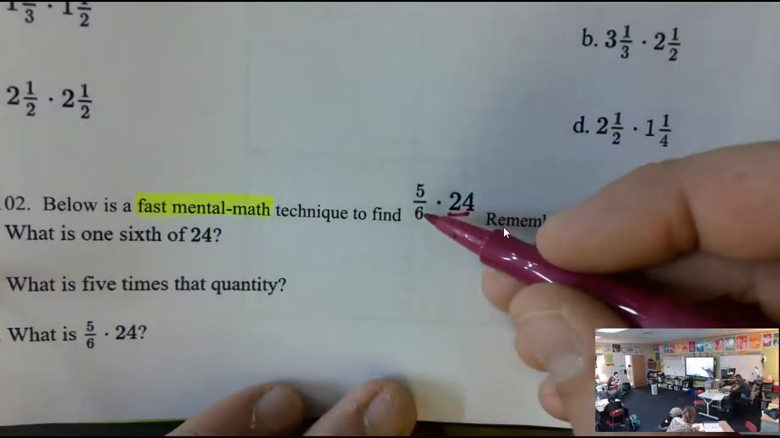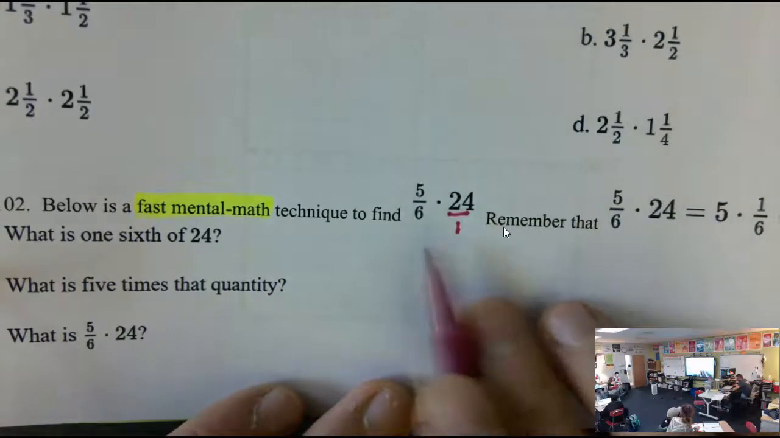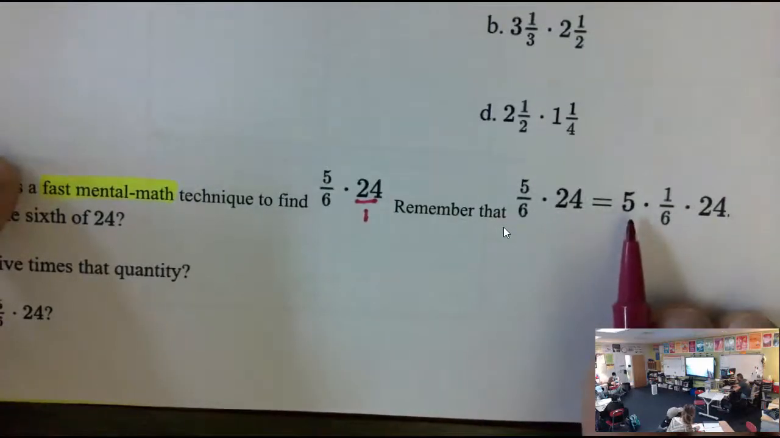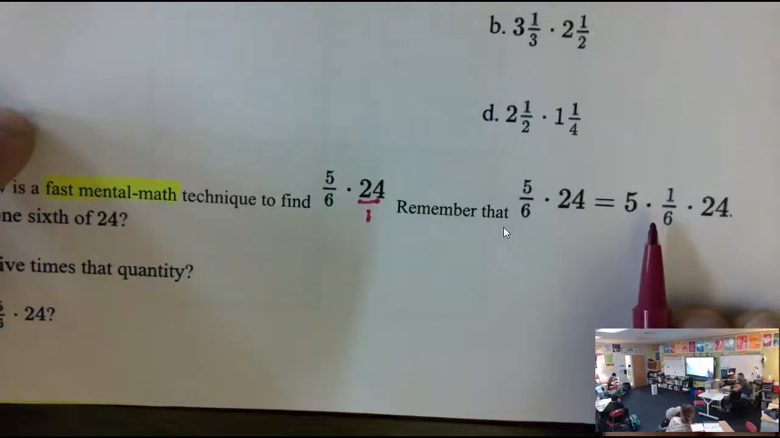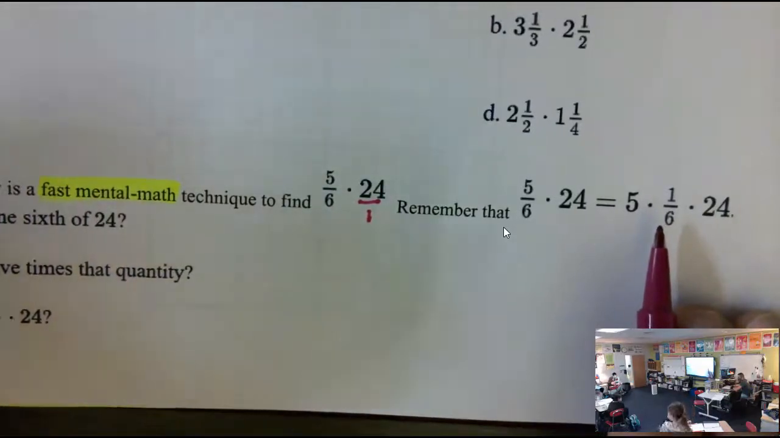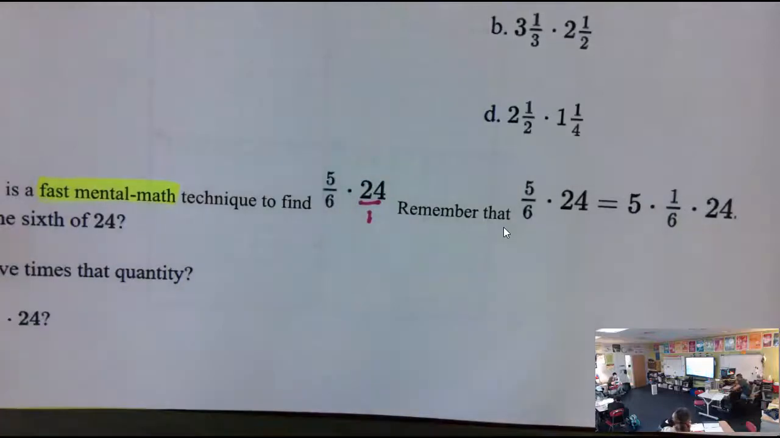But 5/6, what that's doing is multiplying by 5. And, guys, put your eyes up here. I got some people not looking, and it gets confusing if you're not looking. We are multiplying by 5.